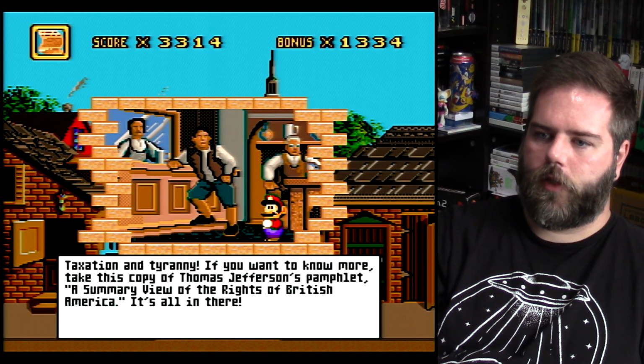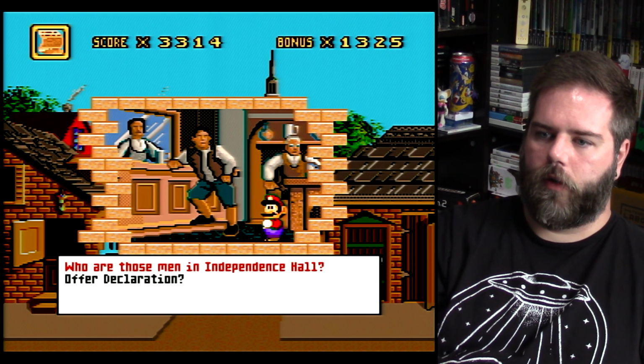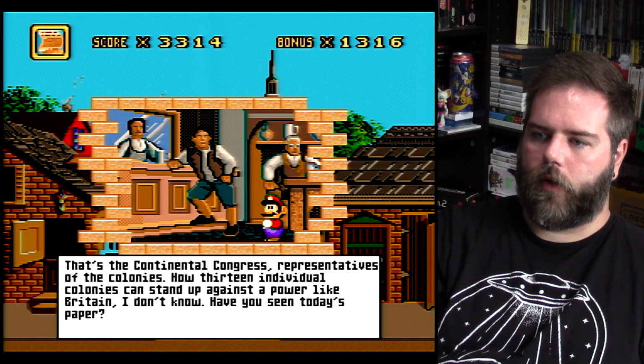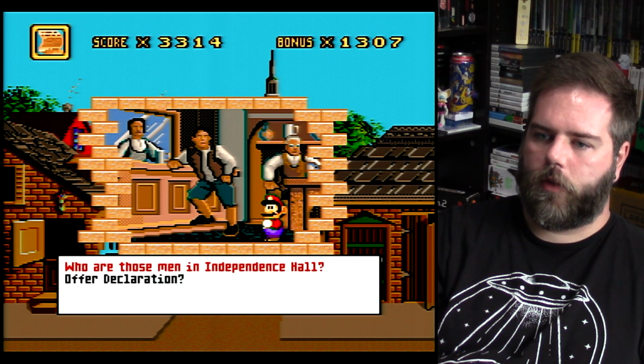Wow, what caused all this? Taxation and tyranny. If you want to know more, take this copy of Thomas Jefferson's pamphlet, A Summary View of the Rights of British America. It's all in there. Who are those men in Independence Hall? That's the Continental Congress. Representatives of the colonies. How 13 individual colonies can stand up against a power like Britain, I don't know. Have you seen today's paper? Let's go back.